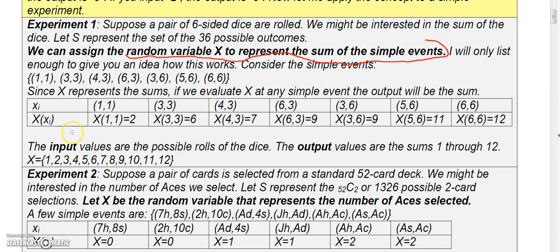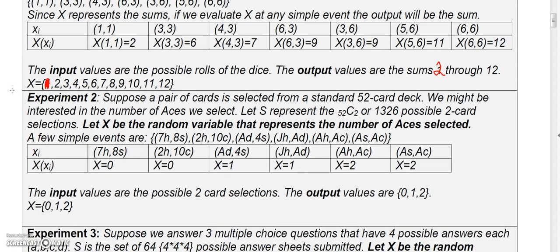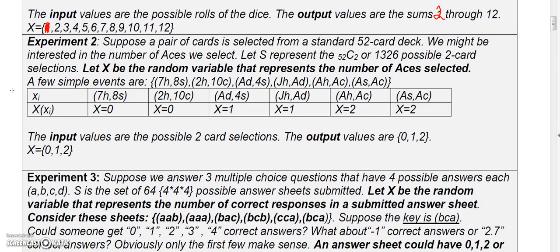So the input values are the possible rolls of the dice, in other words, all the possible rolls. The output values are actually the sums, and actually this is a typo here, shame on me. The sum can't be 1, so it's really a sum of 2 to 12, not 1 to 12, because if you roll 2 dice, you can't get a sum of 1, right? So it really should say 2 to 12. And I knew that error was there, and I meant to correct it.